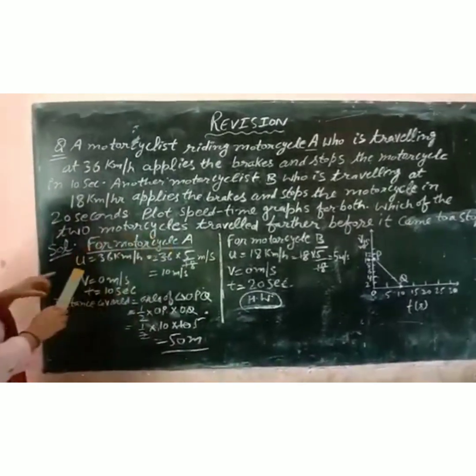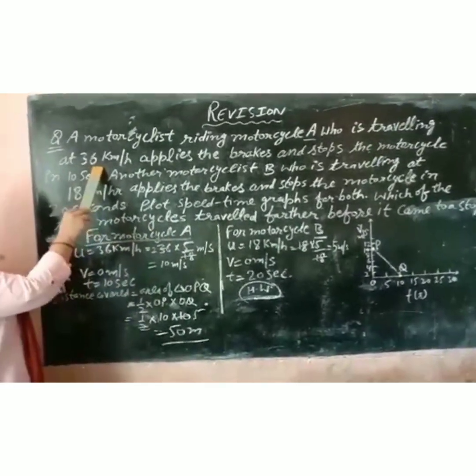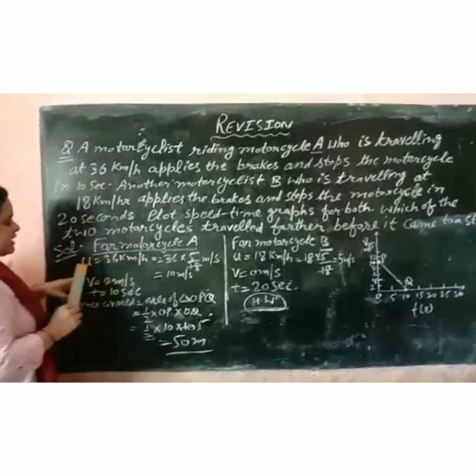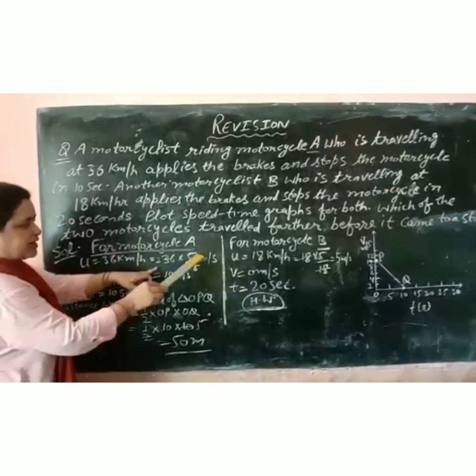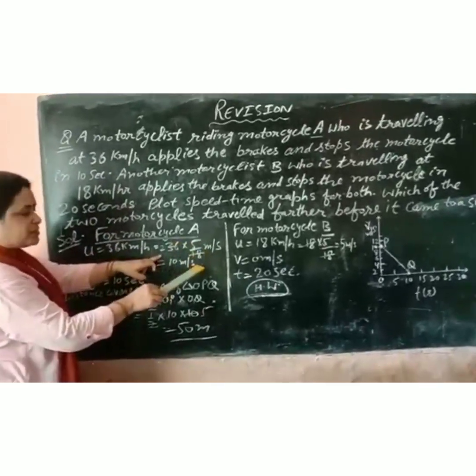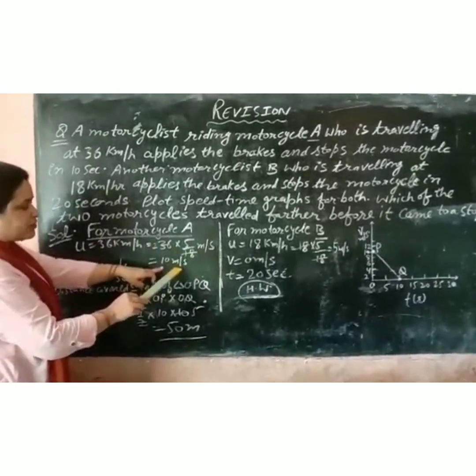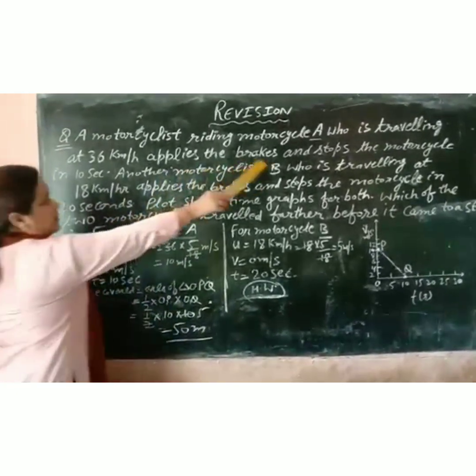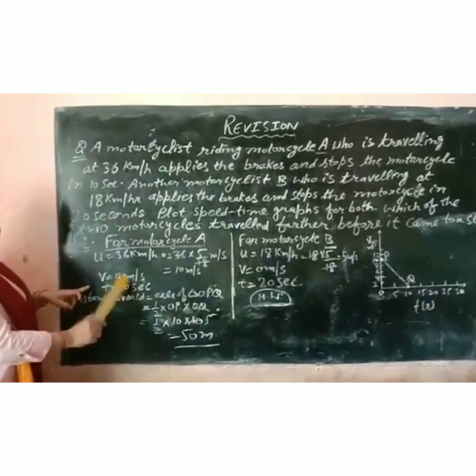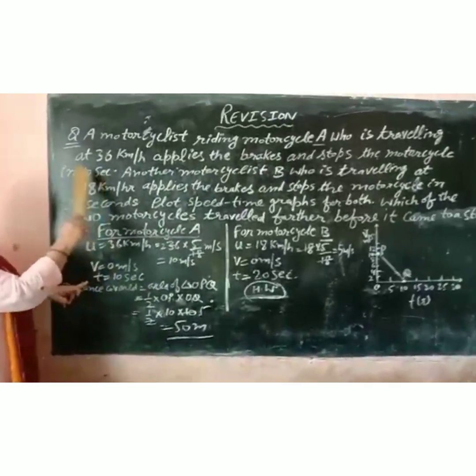So for motorcyclist A, with what speed is he moving? 36 km per hour. So that is the initial velocity. You will multiply by 5/18 and it will convert into meter per second. When you solve, you will get 10 meter per second. Applies the brakes and stops means final velocity is 0 meter per second. In how much time? 10 seconds.